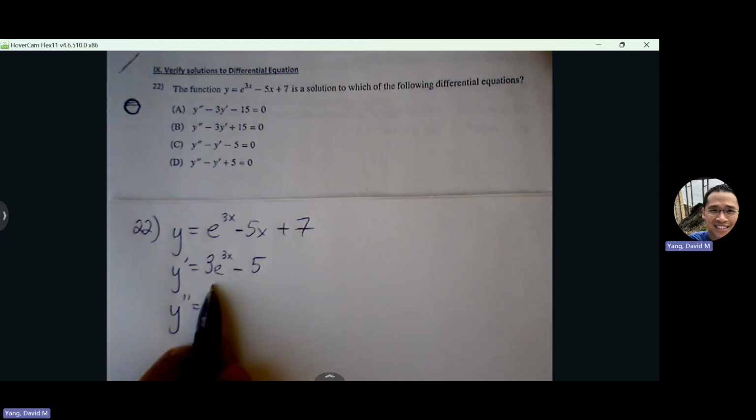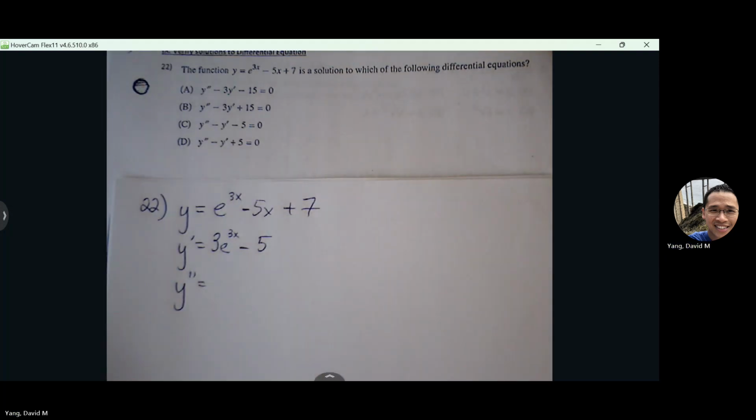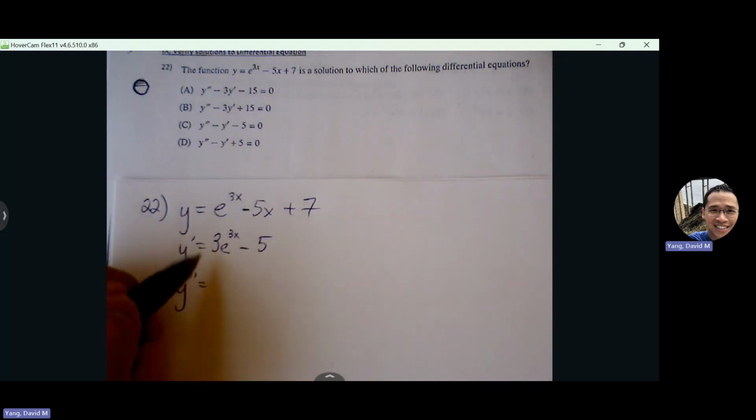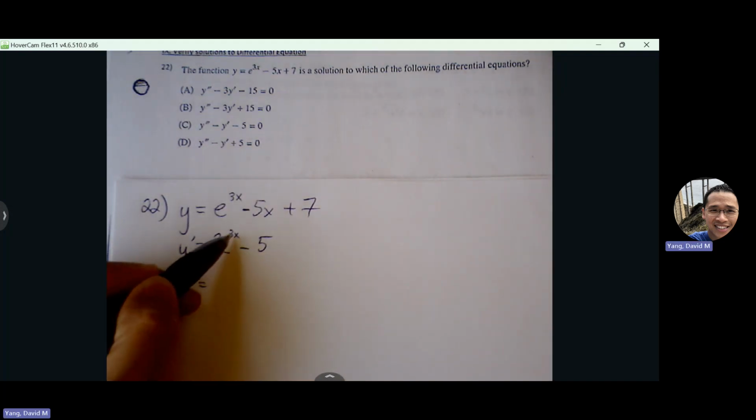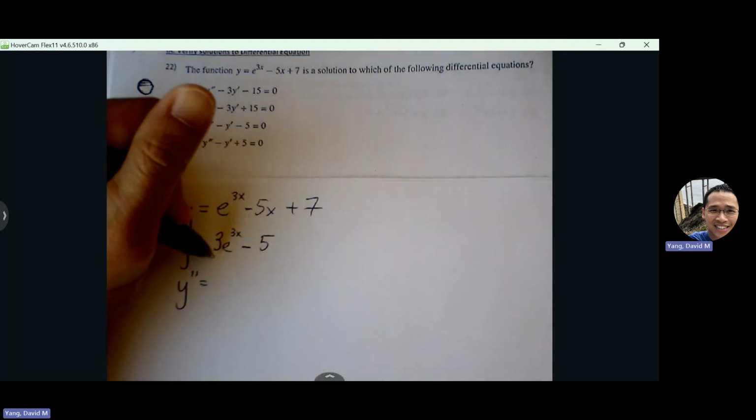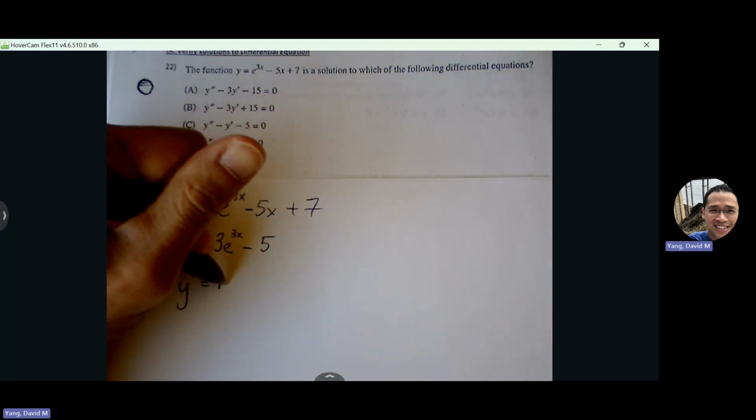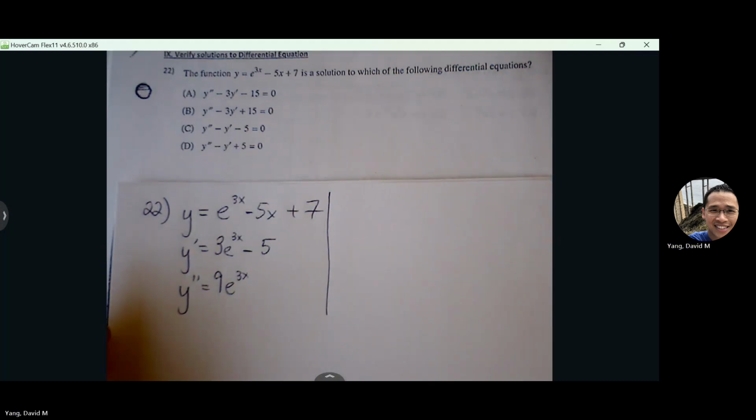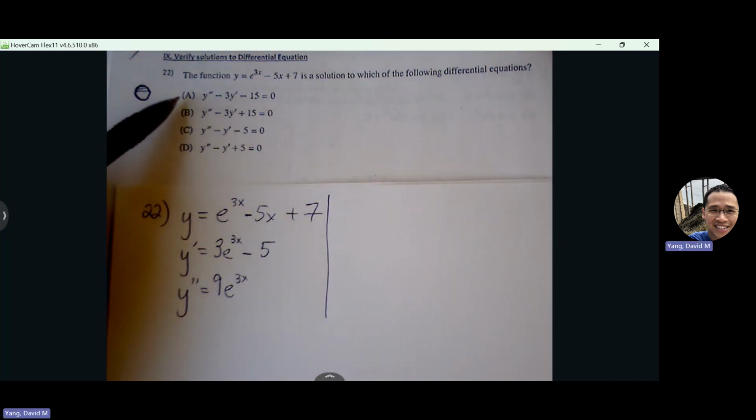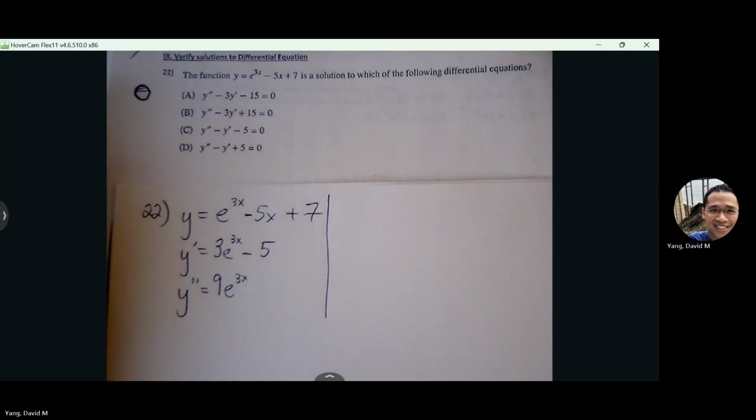We also need y double prime. y double prime will just be what? Yeah, 3e to the 3x times 3. The u prime is going to produce another 3, which will come out with this 3 here. So 9e to the 3x. So now we're just plugging into each of these choices to see which one is actually going to come out to be true.